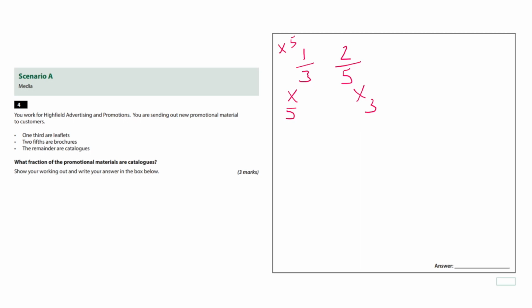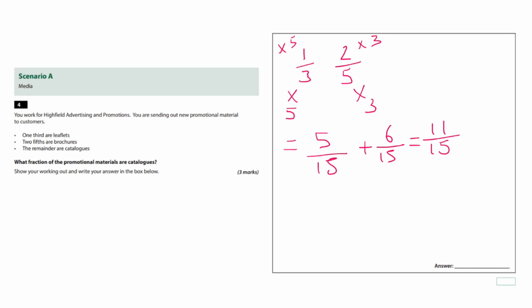And whatever we do to the bottom, we do to the top. We times that by 3. So this is what will be left. This is what we will get, equals 5 over 15. And we're going to add that to 6 over 15. Okay? So that would equal 11 over 15.